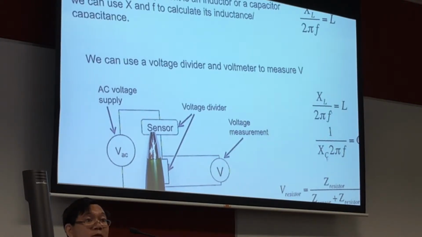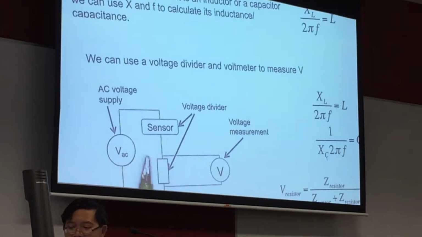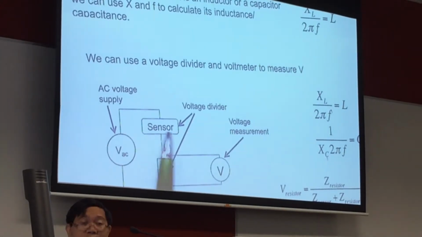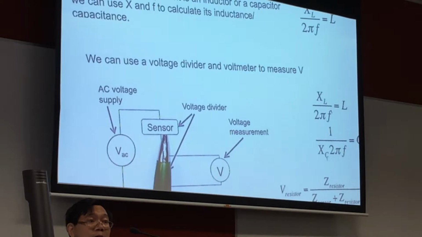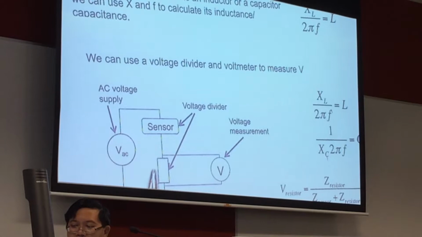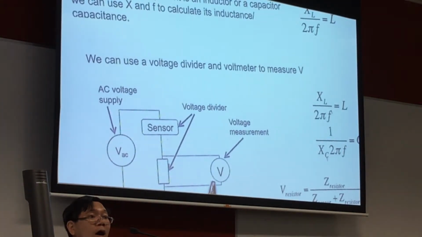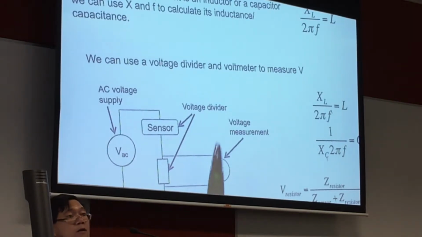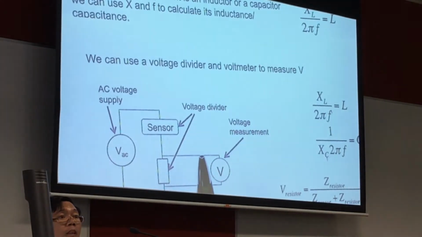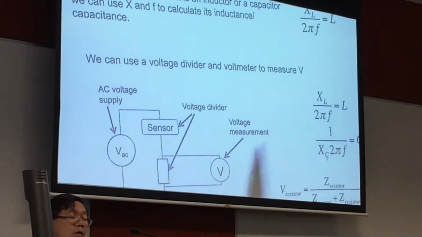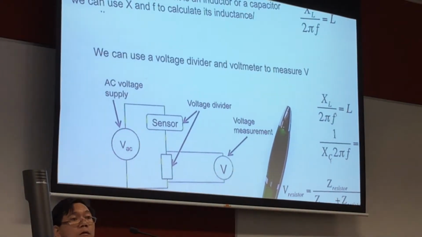Correct? On the other hand, if my frequency increases, this one decreases, then the current will increase, right? And if this one is a fixed resistor, then the voltage here will increase, right? So by looking at the voltage here, how it changes over the frequency, you can tell whether it's capacitive or inductive. Correct? Something like that.